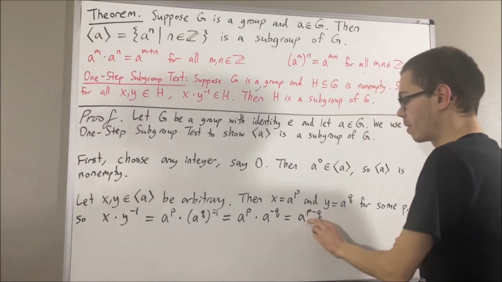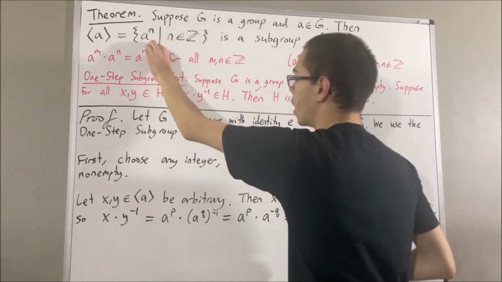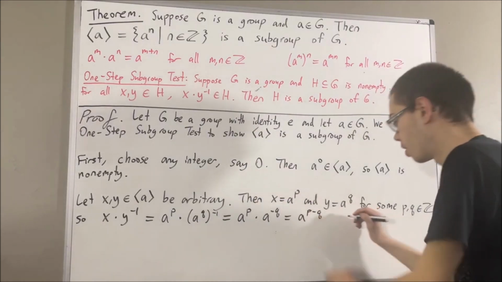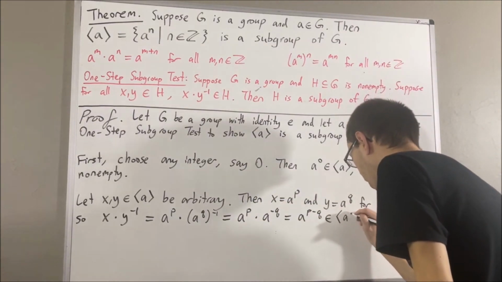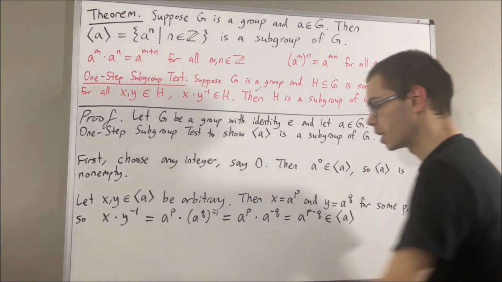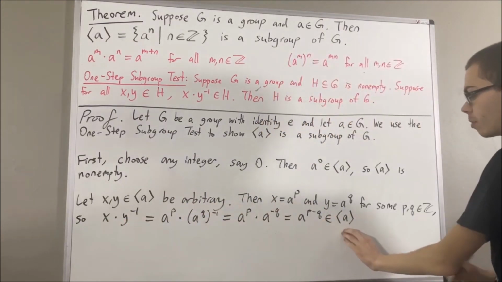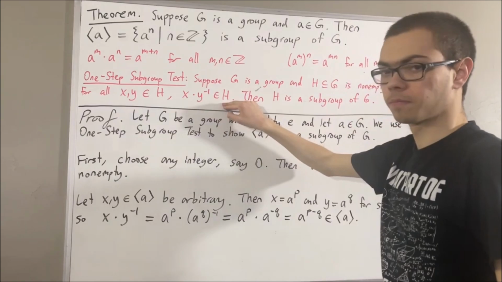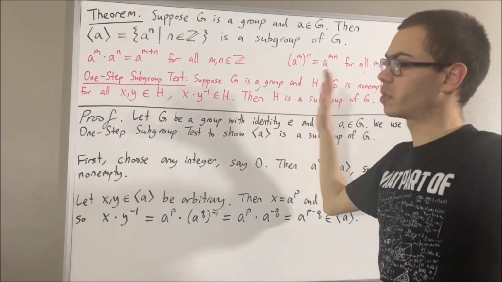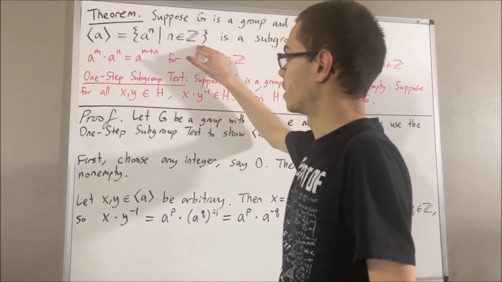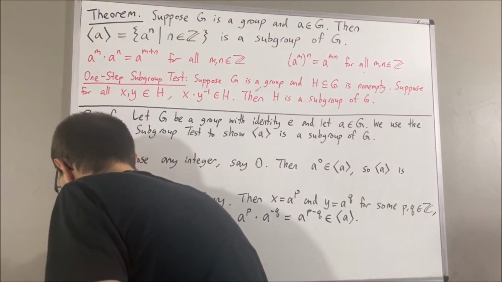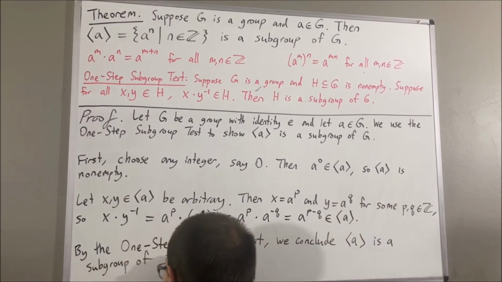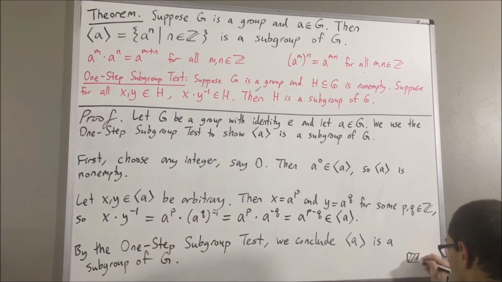And A to the power of p minus q is an element of G of this form. Because p minus q is an integer, we have A to the power of some integer. So this must be an element of the given set. And so this shows that x times the inverse of y is an element of the given set. And so that verifies that this condition holds. And so by the one-step subgroup test, we can conclude that the given set is a subgroup of G. And so this completes the proof.